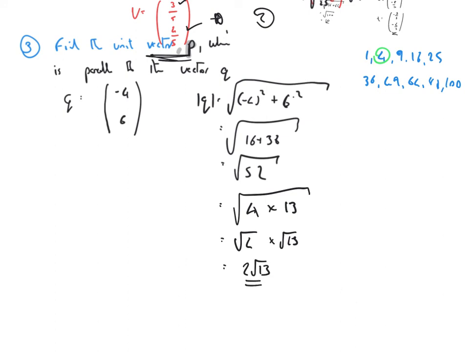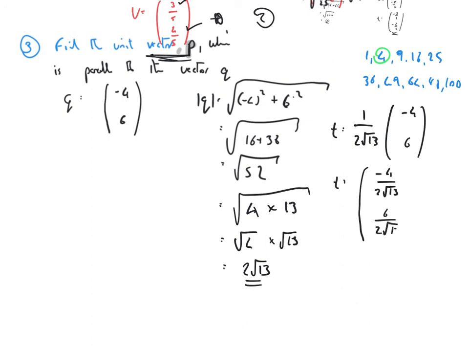Okay, right, so the vector T then, that's going to be 1 over 2 root 13 lots of the vector minus 4, 6, which was the vector Q. So let's put that in then. That would be minus 4 over 2 root 13 and 6 over 2 root 13. So a wee bit more of a messy result this time, but still pretty easy. Right, so minus 4 over 2 is minus 2. I can simplify that down to minus 2 over root 13, and 6 over 2 is 3, and that's going to be 3 over root 13. Final answer.